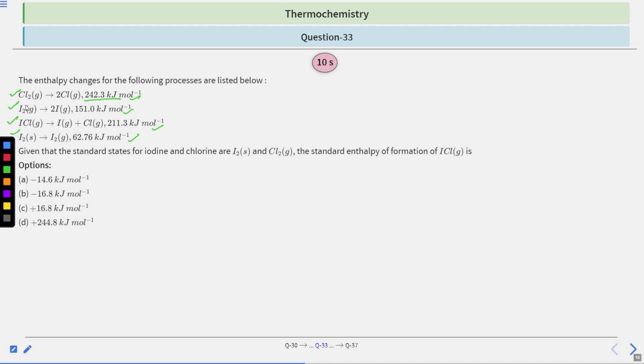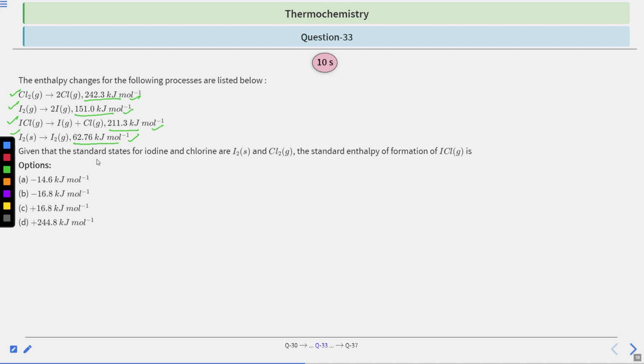Next is I2 molecule in the gaseous form giving you 2 atoms of I in the gaseous form. Enthalpy of this reaction is given as 151 kilojoule per mole. In third, the ICl molecule will give you I in the gaseous form and Cl in the gaseous form. And the enthalpy for this process is 211.3 kilojoule per mole, right? In the last process, we have I2 molecule in the solid form becoming I2 molecule in the gaseous form. And the enthalpy for this process is 62.76 kilojoule per mole.